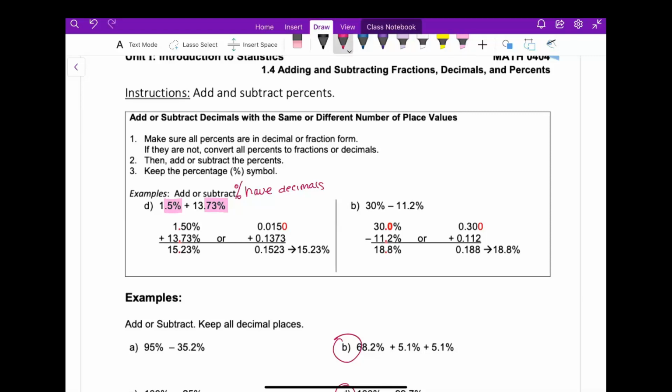We're going to add a placeholder. Remember, this is necessary so that our addition or our subtraction comes easy to us. So here we have 1.50% plus 13.73%. So we add these together and we get 15.23%.